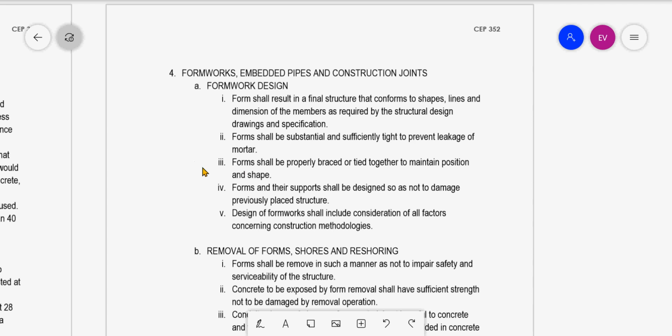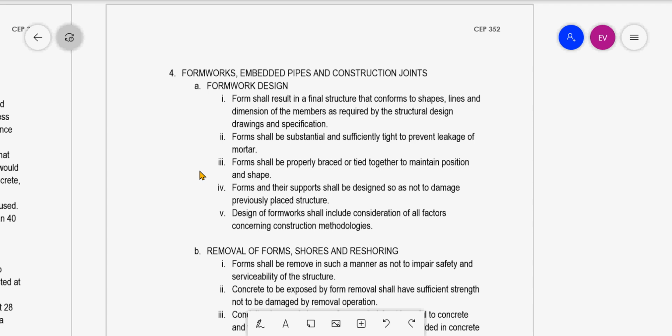Good morning, class. So today we will be having a discussion on formworks, embedded pipes, and construction joints. This is a continuation of our lecture on concrete as structural material.